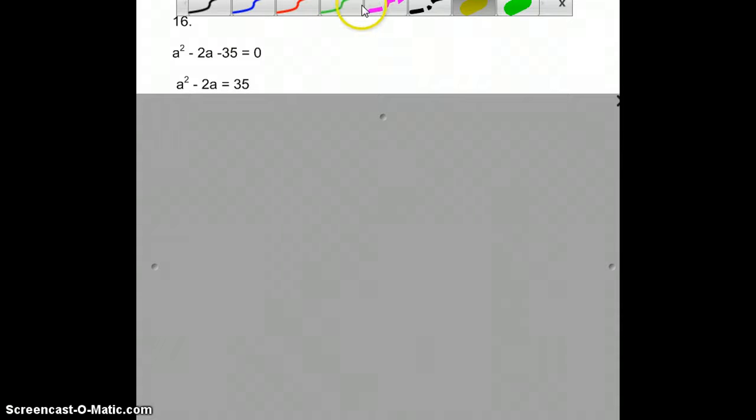Let's look at number 16. Here's our original. Okay, here it's in standard form. So, let's kick the 35 over. It's negative here, so it'll be positive over here. To get our new C value, again, half of B. So we're talking about negative 2 over 2, right? B over 2, quantity squared. So negative 2 over 2 is just negative 1. Negative 1 times negative 1 will just give me 1. So 1 is our new C value.